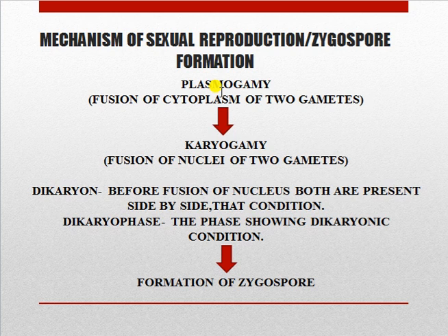So I think plasmogamy, karyogamy, as well as dikaryon and dikaryophase, these 4 words are very clear to everyone, and this is, you can say, a very small flow chart of sexual reproduction in case of fungi. Okay, so I am going to the next slide.